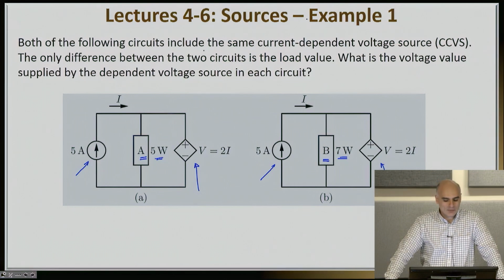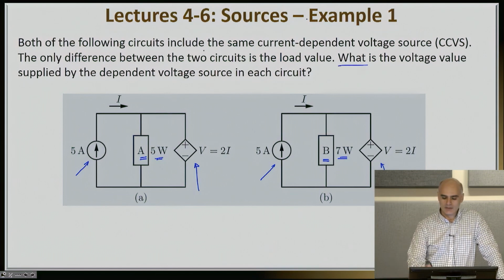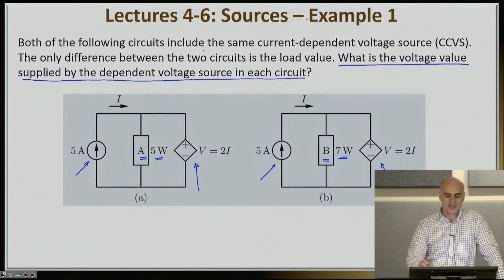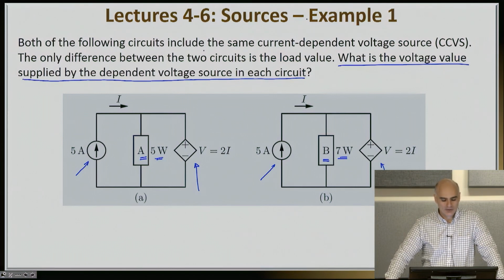The question that we want to find here is what is the voltage value supplied by the dependent source in each circuit. So we said that each one of the sources has a value V which is equal to 2I, and we would like to find exactly what that value is in volts.